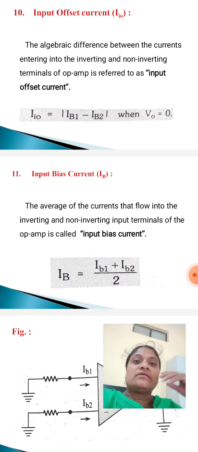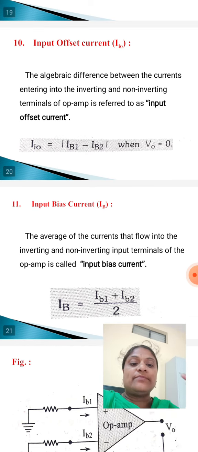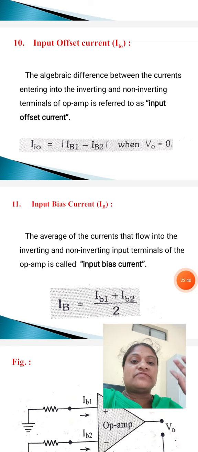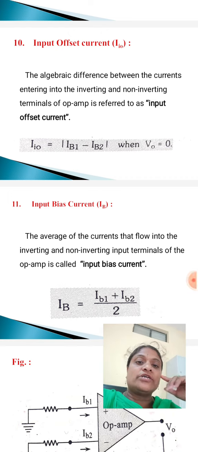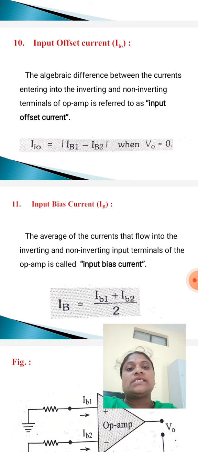Mathematically, input offset current is expressed as IIO is equal to modulus of IB1 minus IB2, when output voltage V0 is equal to 0. Okay, this is completed.